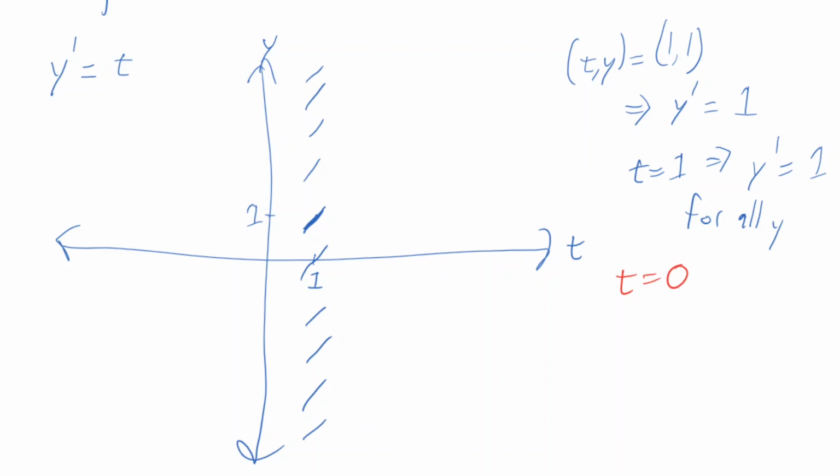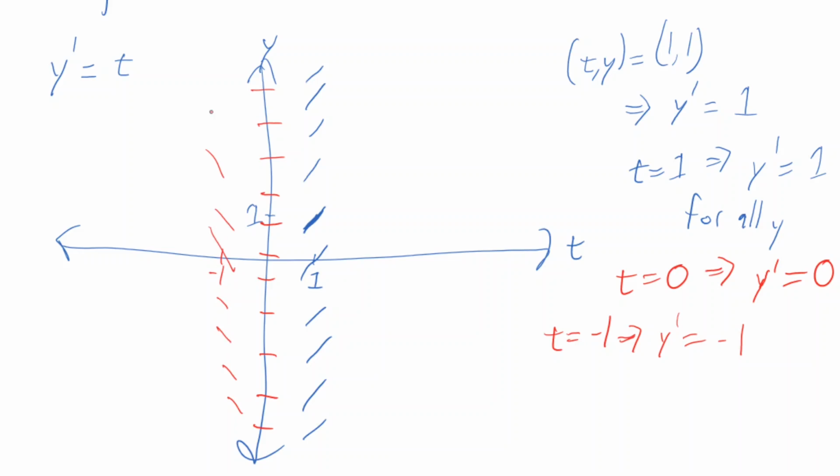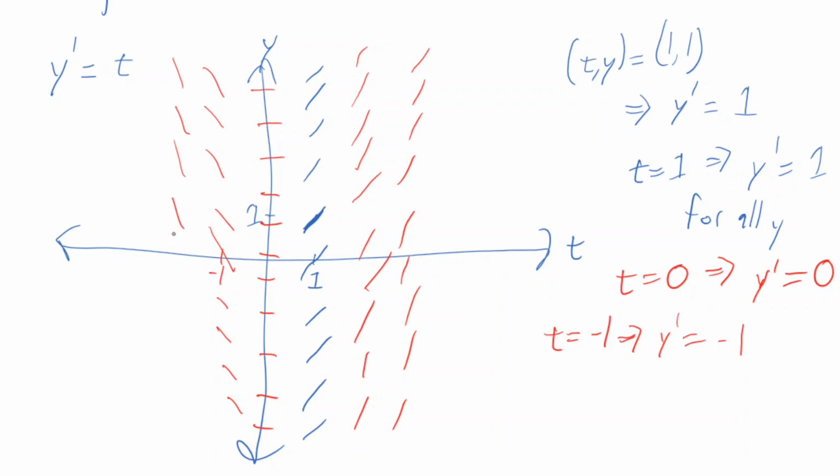When t is 0, the derivative is 0. So we could go along the y-axis drawing little dashes with slope 0. And we could continue to do this for different t values. Maybe t equals -1, and then t equals 2 and 3, or t equals -2 and -3. And after a little bit of time, we'll know what the slope is for pretty much all values of t and y.